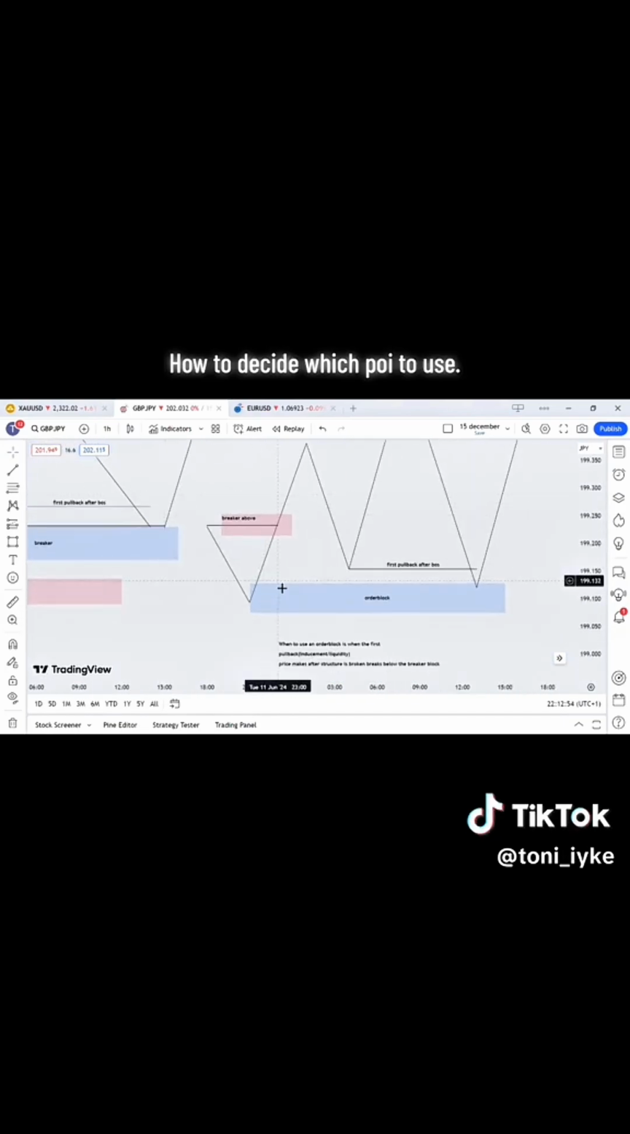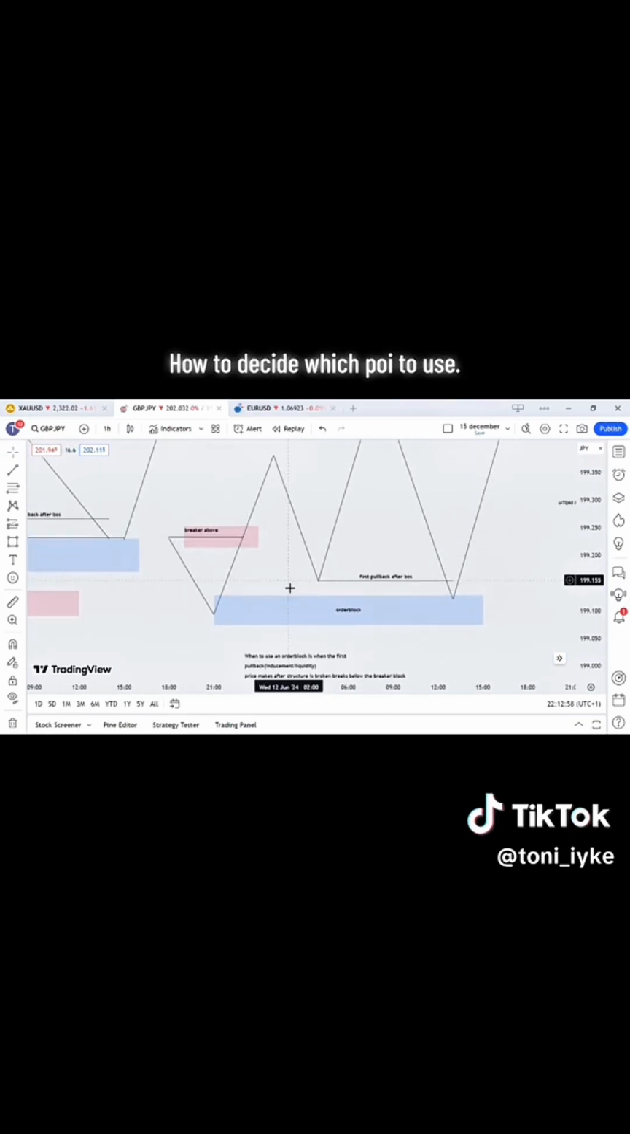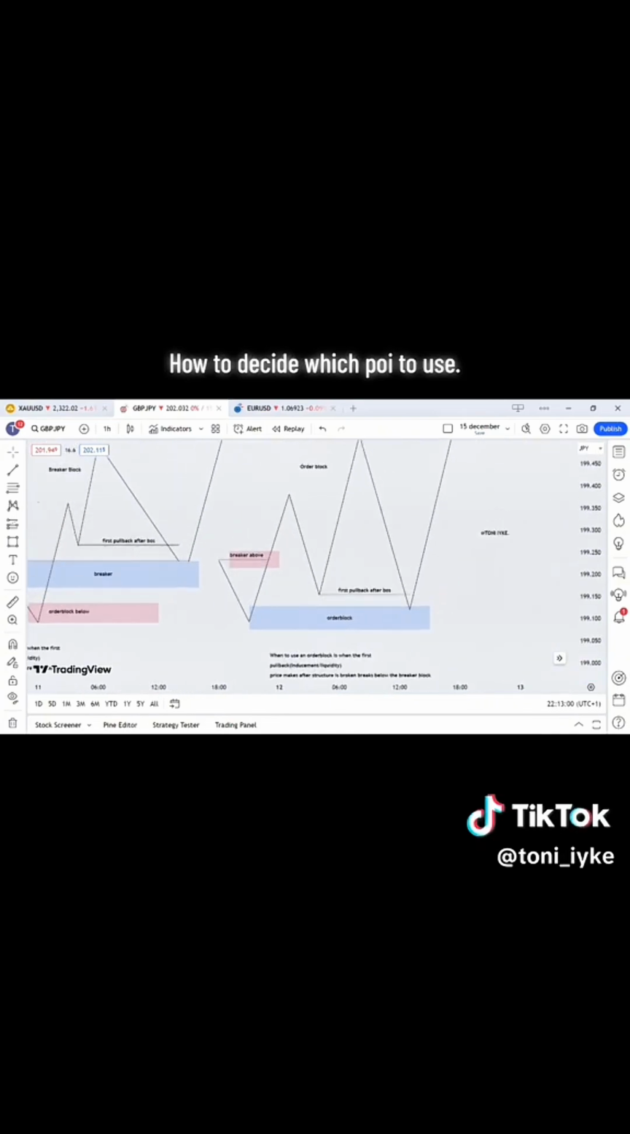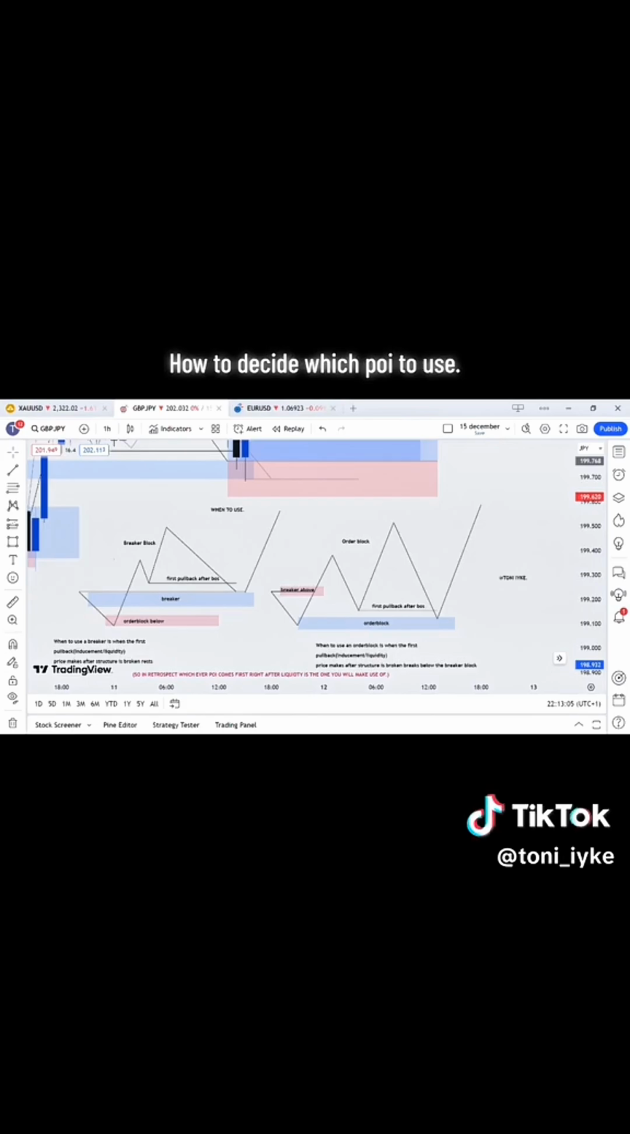But after price broke out and the first pullback mitigated that breaker or even went below it, then you're going to make use of the other block below that breaker, to take your buy. So that is it. Hope you all understand.